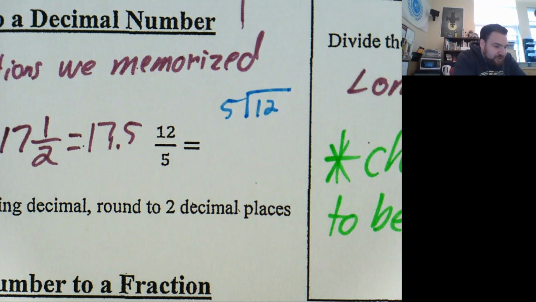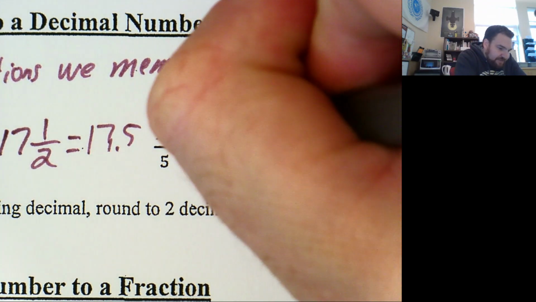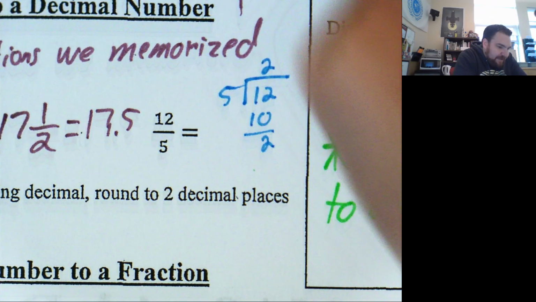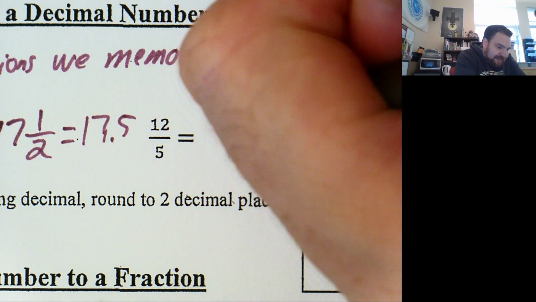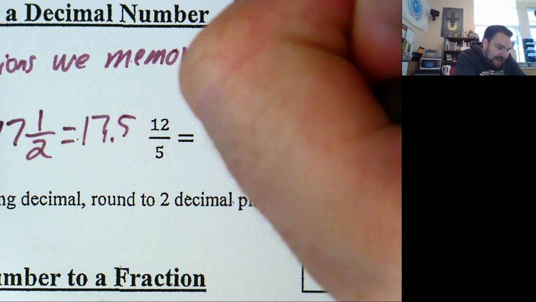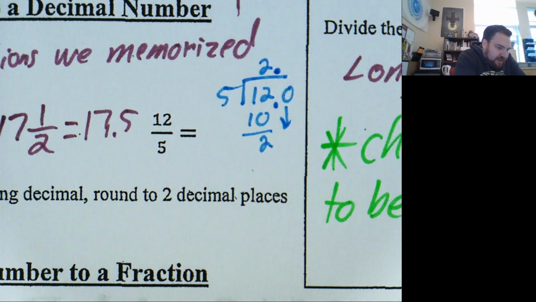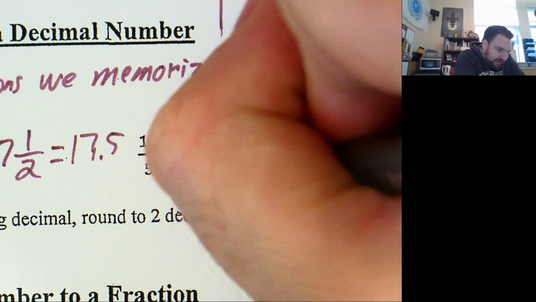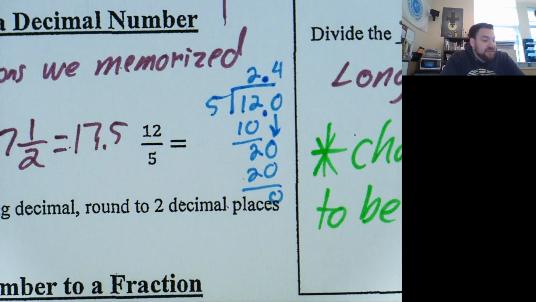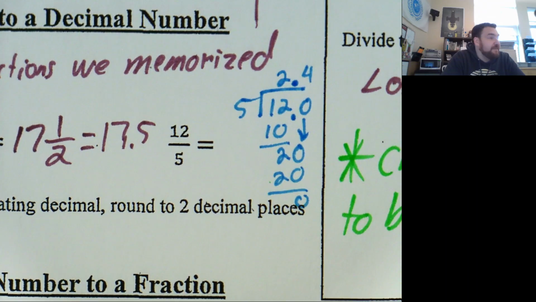How many times? It goes in twice. 2 times 5 is 10. Minus, that's 2. You betcha. And now we're going to add a decimal because we're not done yet. We're going to bring it down. When I add the decimal there, I have to add the decimal there. So does 5 go into 20? Yes. How many times? 4 times. 4 times 5 is 20, and that's 0. So 12 over 5 is 2.4 as a decimal.